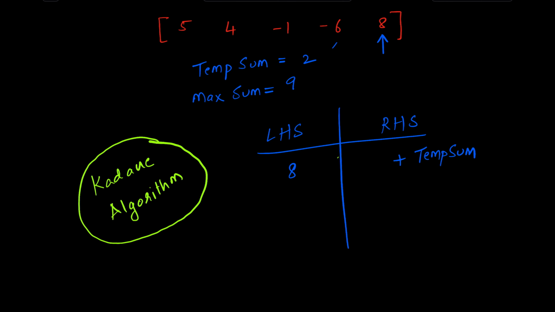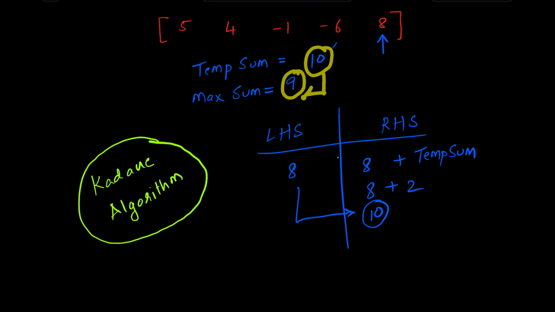So in the table, we'll have 8 on the left hand side, 8 plus temporary sum, so 8 plus 2, total is 10. Between 8 and 10, as 10 is greater, this will be our new temporary sum. And between 10 and 9, 10 is greater, so we'll replace maximum sum with 10. As we are done with the iteration, at the end we can return maximum sum as our output.